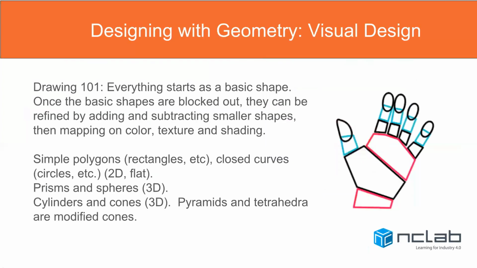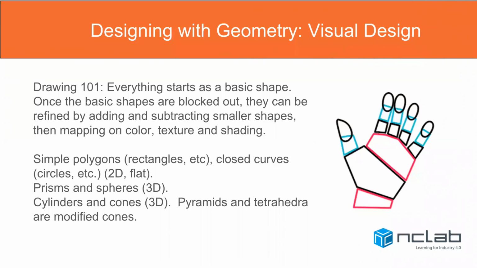All right, so when we're designing with geometry, we can look at it from different points of view. Probably the most relatable point of view is a visual one. Think back to any kind of drawing course you might have taken, Drawing 101, you might call it. You might have one of those how to draw books, how to draw Pokemon or something. They usually start with some basic lines and shapes. And then once you block those out, you start to refine them by adding smaller shapes, and then you map on color and texture and shading, and voila, you've got a pretty nice looking object, in this case a hand.